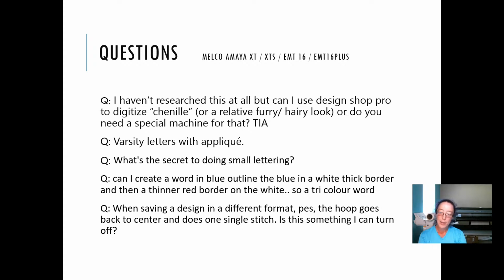All right. So when saving a design in a different format, the hoop goes back to center and does a single stitch. Is that something I can turn off? That is an artifact of the library that's used to create the PES formats. I know it's been updated in the 11.3 software, so if you've got the latest 11, then that should go away. Other than that, it's the library that generates the PES that's creating it, so there's no on-off switch short of updating the software to the latest update.